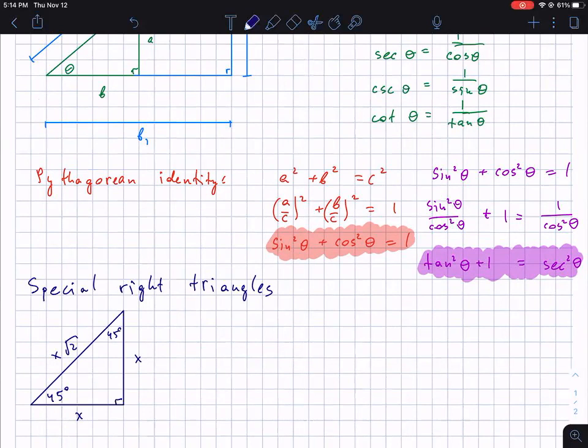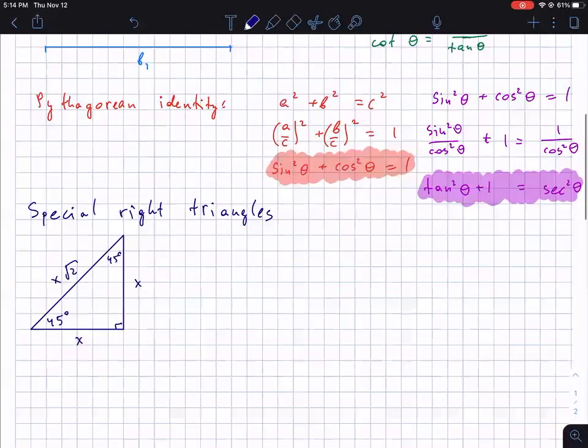So let's assume people caught up. If we examine this triangle, we get the following: sine of 45 degrees is equal to 1 over square root of 2. Cosine of 45 degrees is 1 over square root of 2. And tangent of 45 degrees is going to be equal to 1.